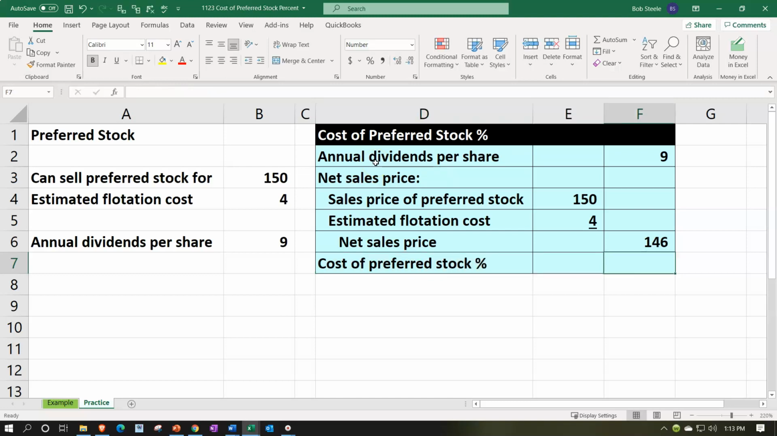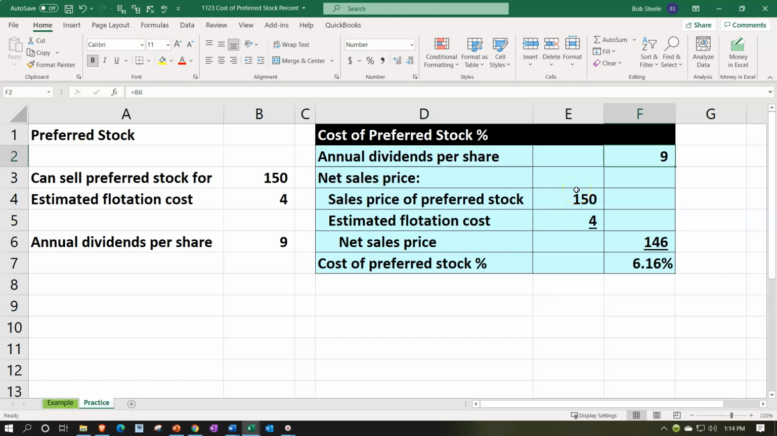And that's going to be equal to the dividends that we're going to be paying out on an annual basis, we're assuming here, divided by the 146 cost. And that's going to give us our percent, using the Number group, percentifying it. We can add a couple of decimals. We're looking at about 6.16%. Going to go ahead and underline here, Home tab, Font, and Underline.